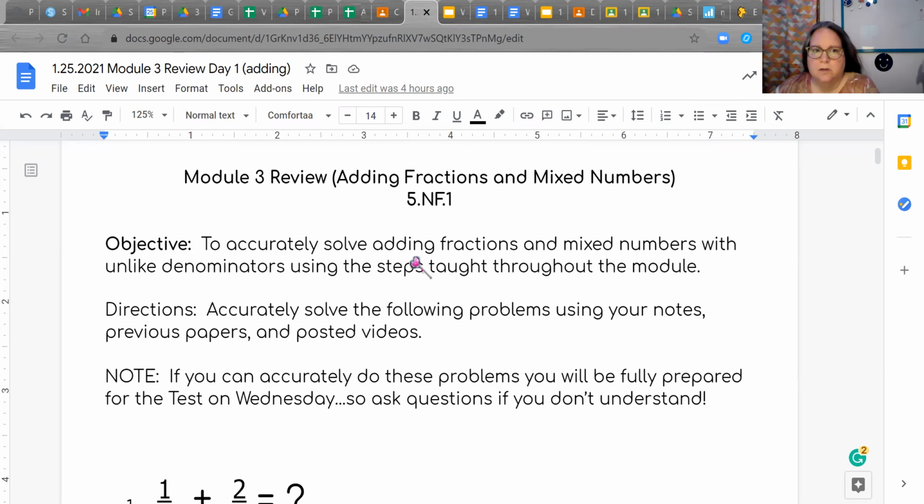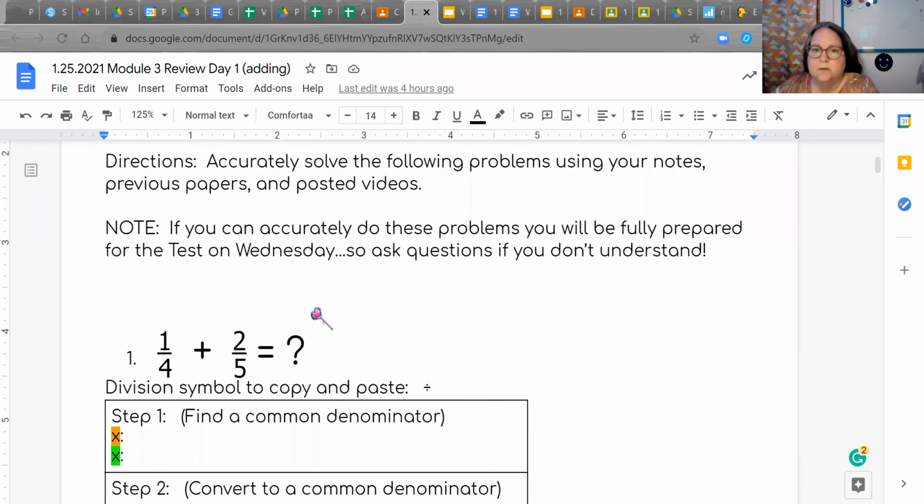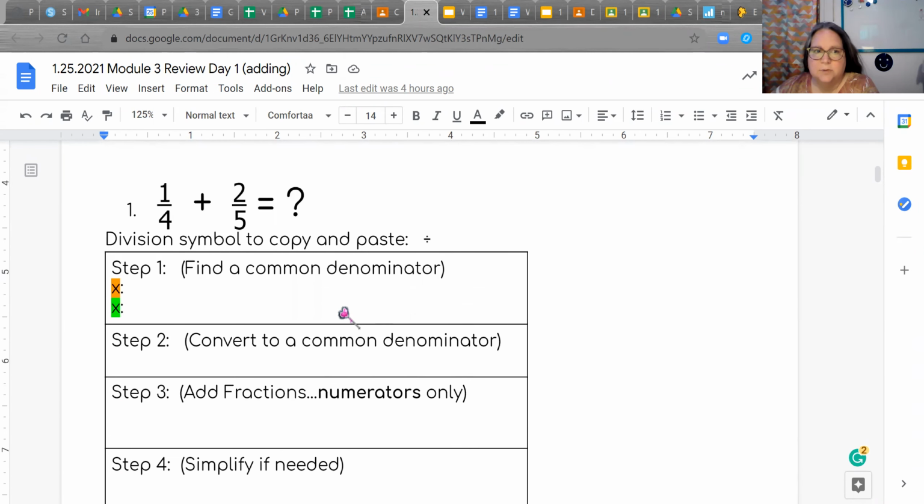We are working on our review for our test on Wednesday. You're going to be solving adding fractions and mixed numbers with unlike denominators using the steps that we've been using the last few weeks. Remember, if you can do these problems, you'll be fully prepared for the test on Wednesday. So make sure we ask questions.